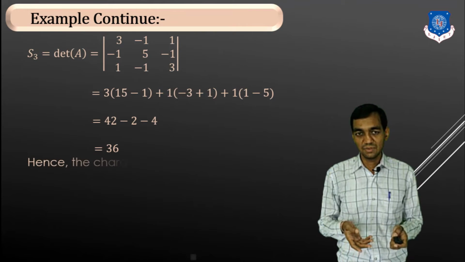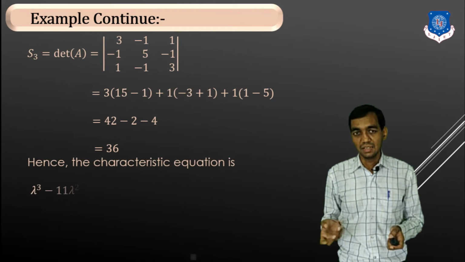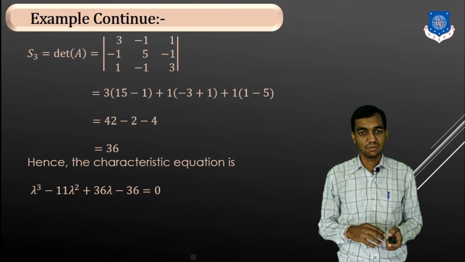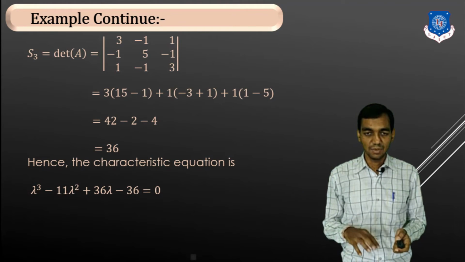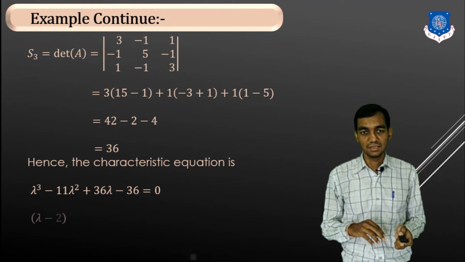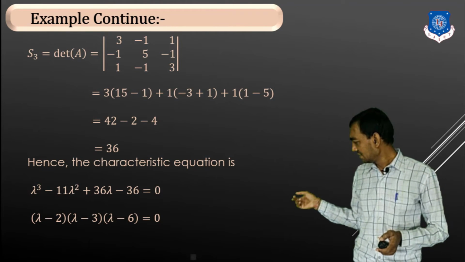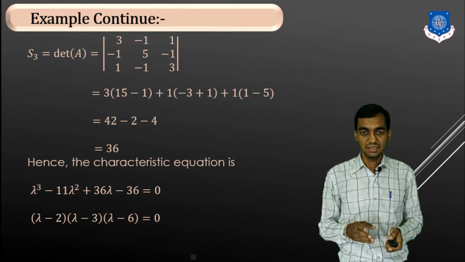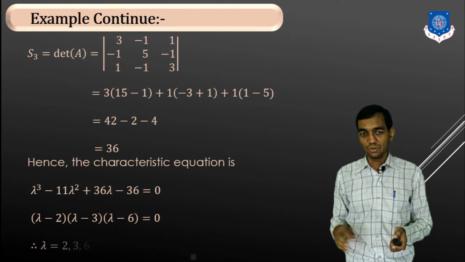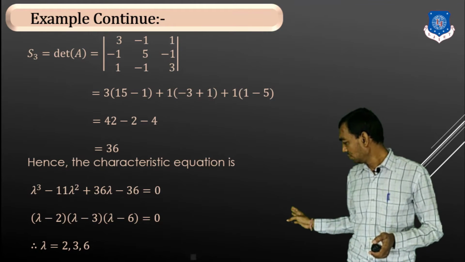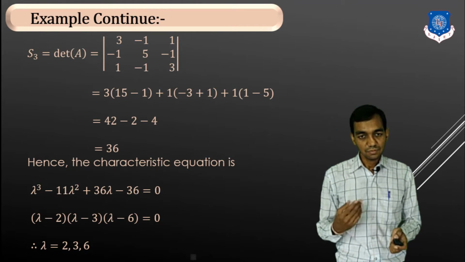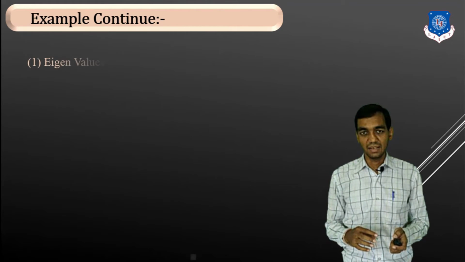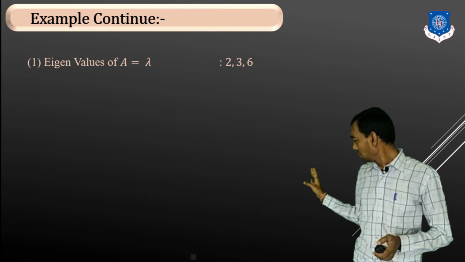Now put these values S1, S2 and S3 in the characteristic equation. That will give lambda cube minus 11 lambda square plus 36 lambda minus 36 is equal to 0. If you factorize this, you will have the factors lambda minus 2, lambda minus 3 and lambda minus 6. So that will give the eigenvalues lambda is equal to 2, 3 and 6. Now, these are the eigenvalues of A.